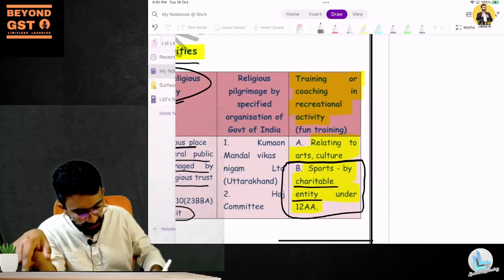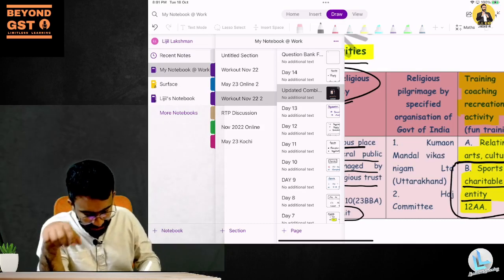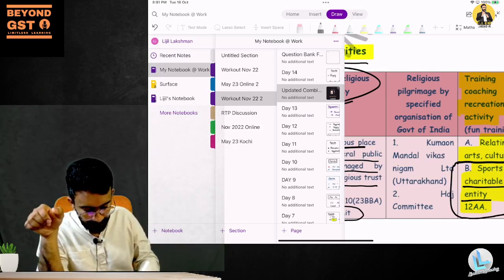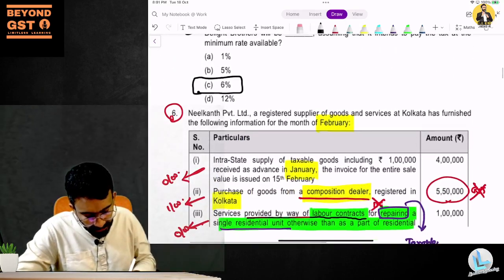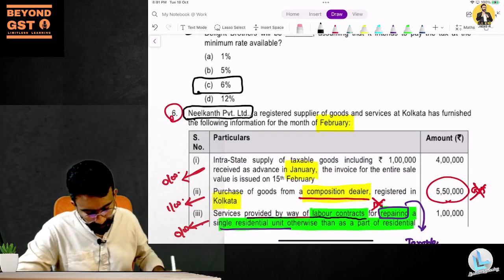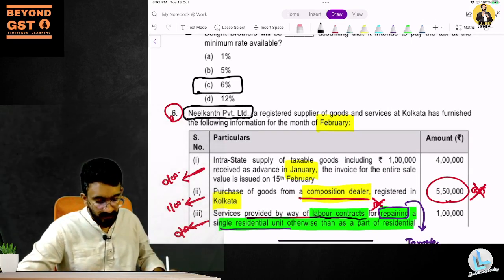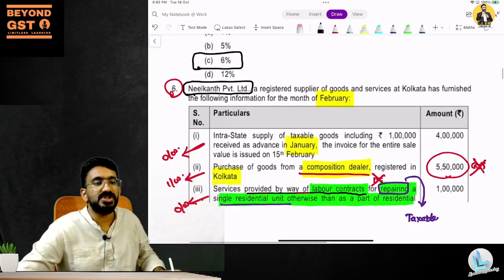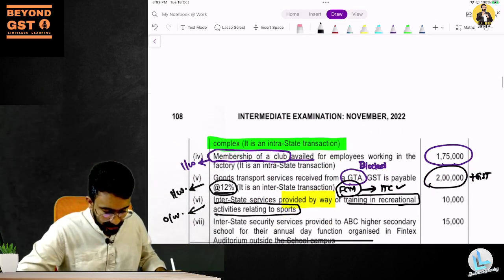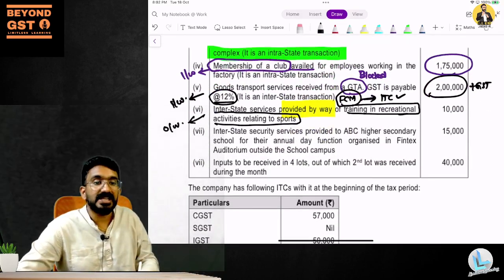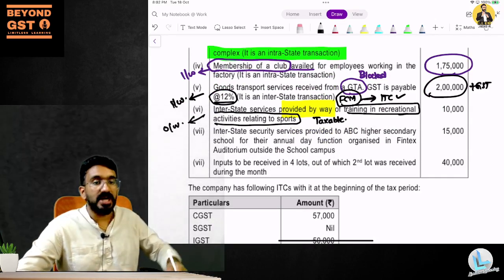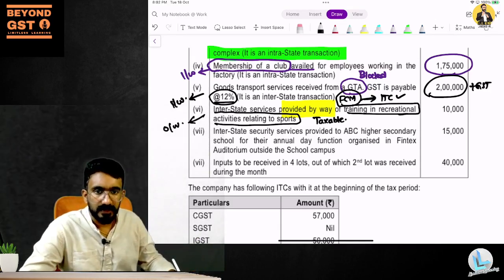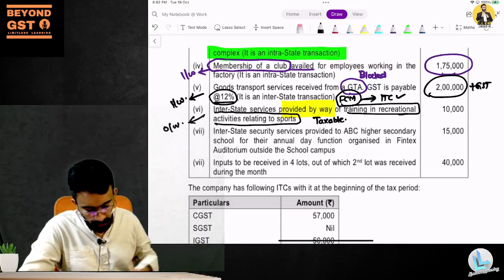In this question, is this company a charitable entity? Is it a section 8 company? Do they have any other information like that? Neelakant Private Limited, registered supplier of goods or services. It's a private limited company, not a section 8 company. So will I get exemption on this, or is it taxable? It's taxable. So we'll have to write a working note and say that only by a charitable entity will be exempted. Okay, so this will create outward tax liability.